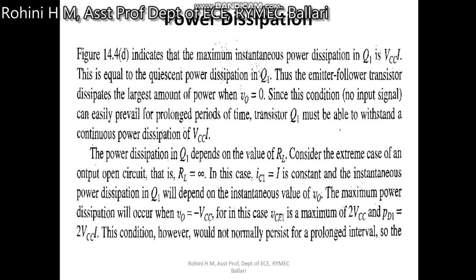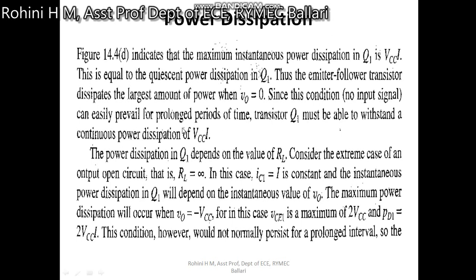Power is equal to VI, so therefore VCC into I. This is equal to the quiescent power dissipation in Q1. Thus an emitter follower transistor dissipates the largest amount of power when Vout is equal to 0. So it has the maximum power dissipation when Vout is 0.